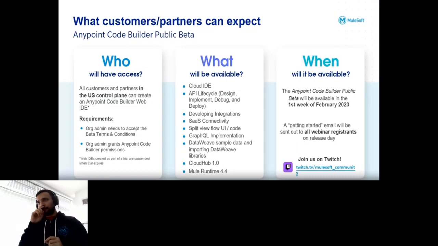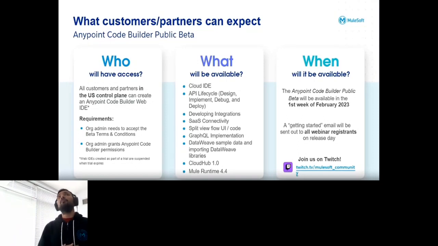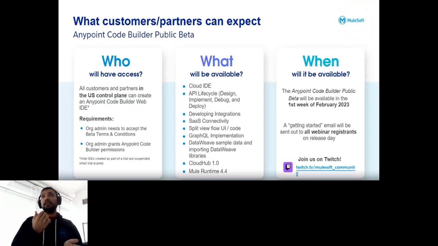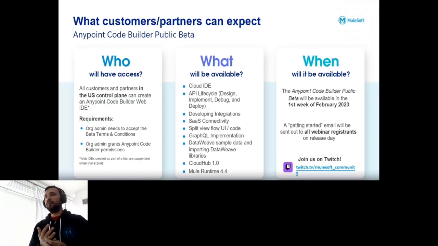There are various kinds of API support available. GraphQL API support is available. Even you can import the data weave library. That is the new feature that is added to ACB.